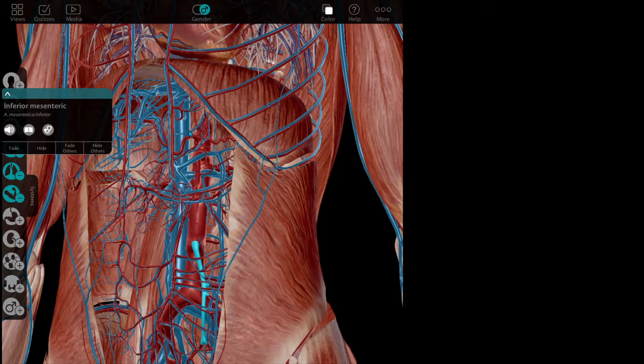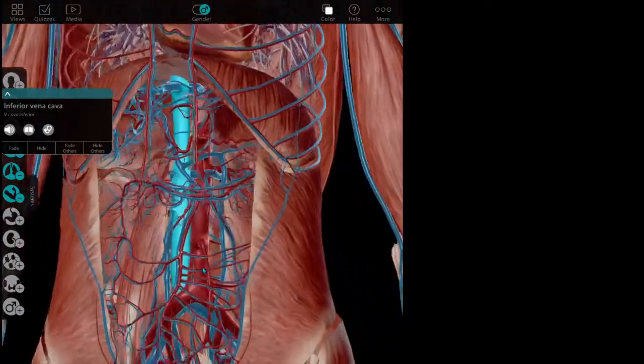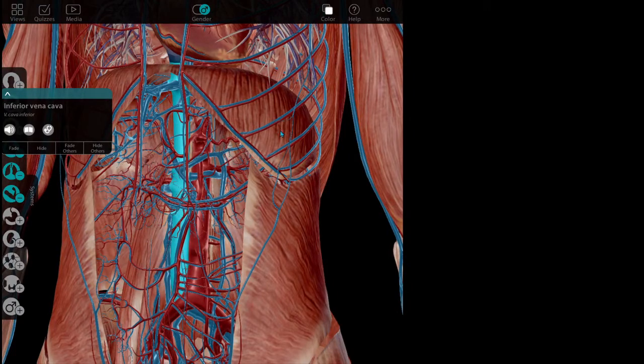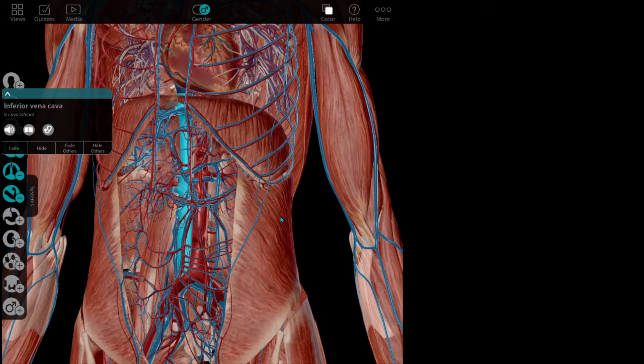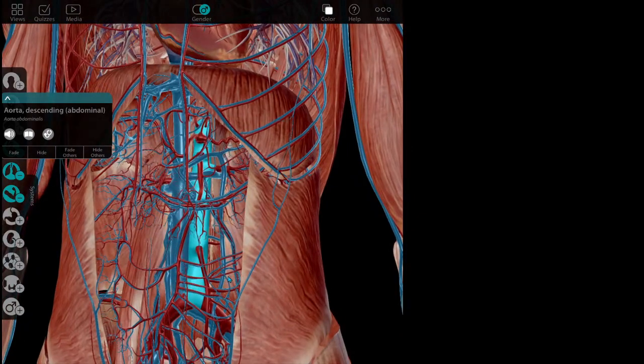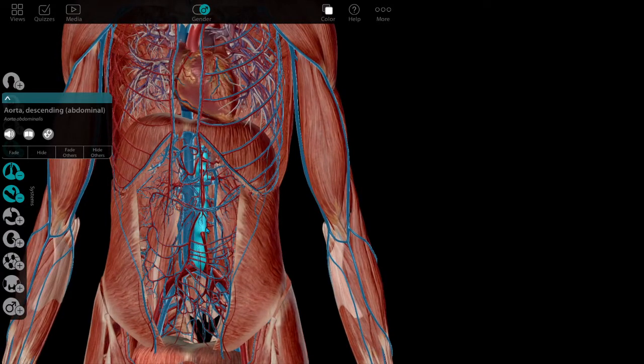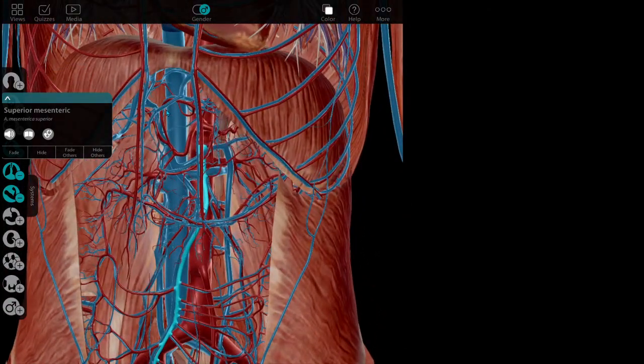Okay, then you have here your inferior vena cava. So it drains blood coming from your lower trunk and lower extremity. They supply your internal organs, or drain blood from the internal organs. Looking at the inferior vena cava, what I want to emphasize here are its branches.